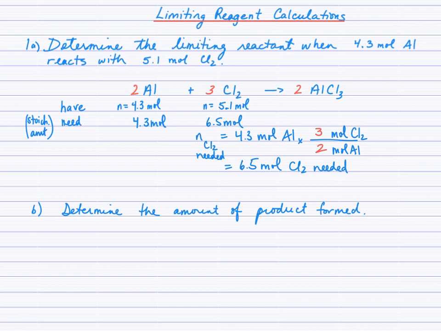So the question becomes, do I have enough? That's the question. Do I have enough chlorine? And do you? Well, you have 5.1 moles. You need 6.5. So do you have enough? No, actually, you're short, right? You don't have enough. So if you don't have enough, then that means that Cl2 is the limiting reagent, and the aluminum is present in excess.